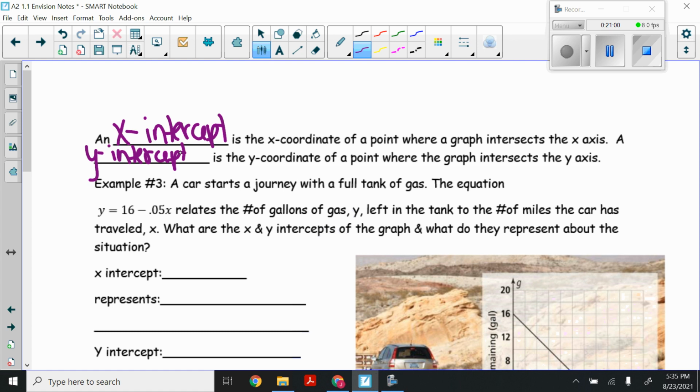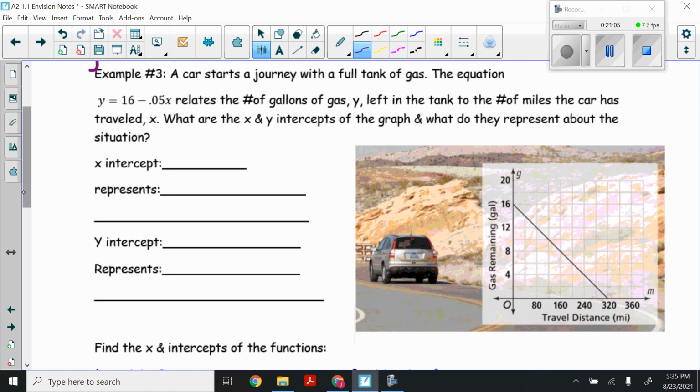So let's look at this example. It tells me a car starts its journey with a full tank of gas. The equation y equals 16 minus 0.05x relates the number of gallons of gas y left in the tank to the number of miles the car has traveled x. What are the x and y intercepts of the graph, and what do they represent about the situation? So in this class, you're going to find out we have to identify what it is referring to, what it represents. Okay, so they gave us the graph over here.